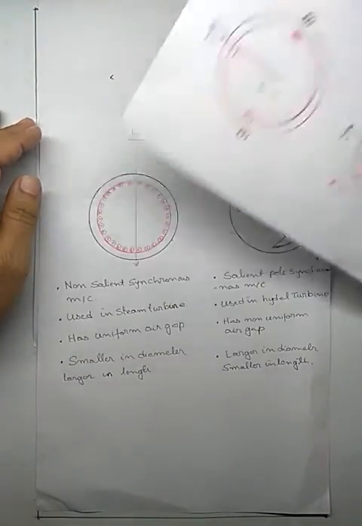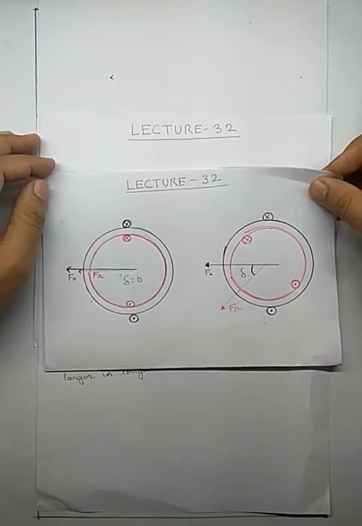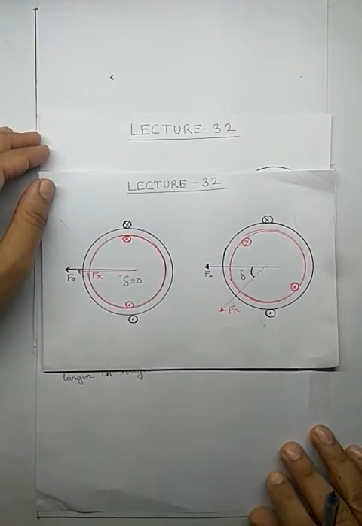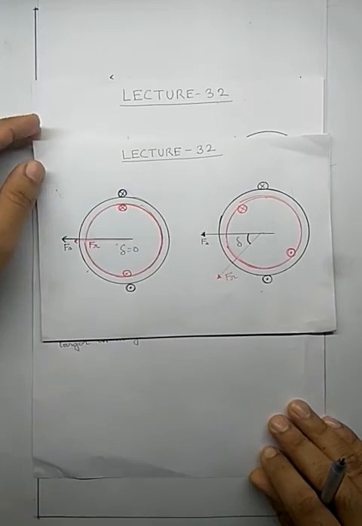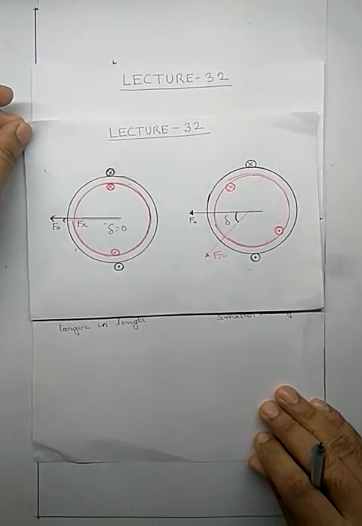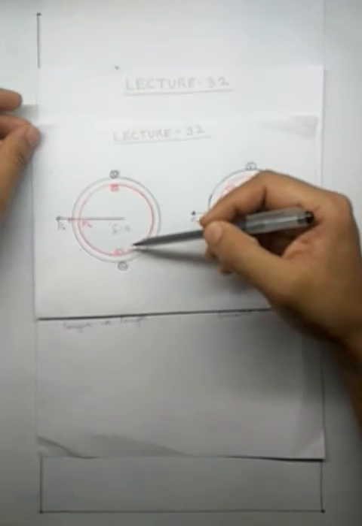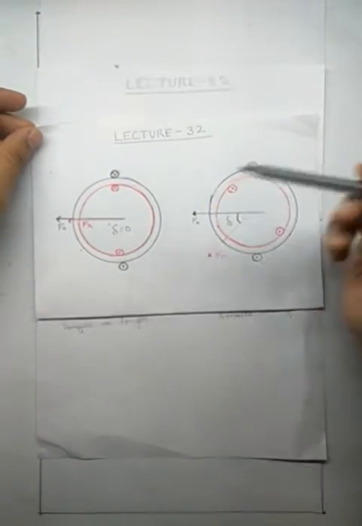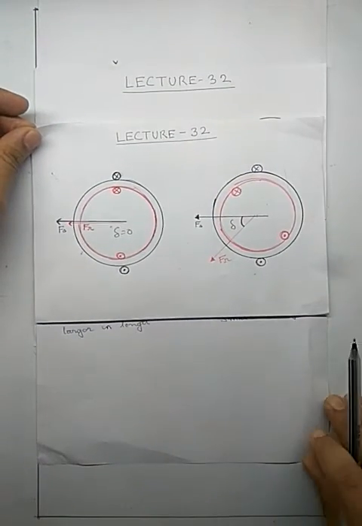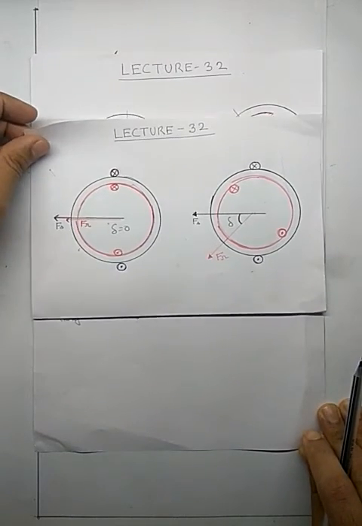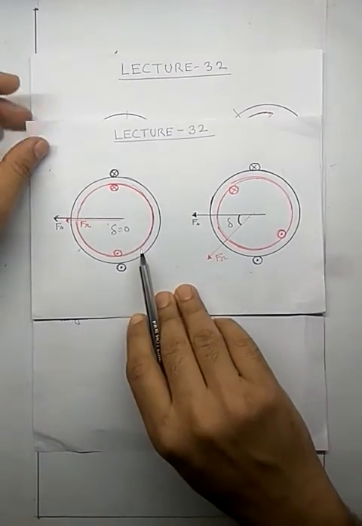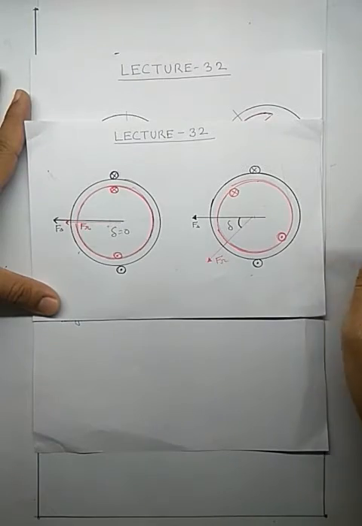Now this is a non-salient pole synchronous machine, a basic non-salient pole synchronous machine. What do I mean by saying basic? That it has only one conductor on the stator and one conductor on the rotor. It is easy for us to understand if we make such simplification. This is not a practical generator, but it is easy to analyze if we make such assumptions.